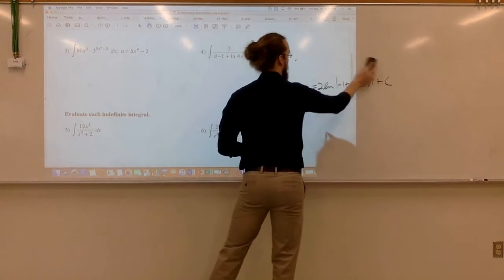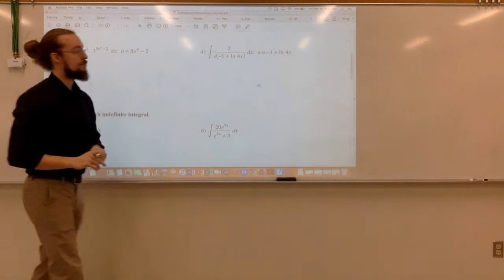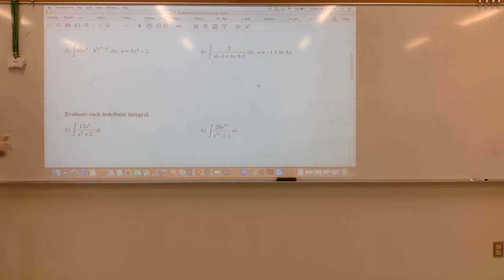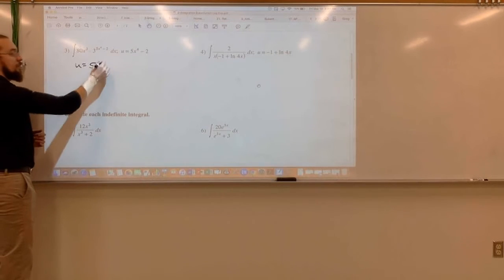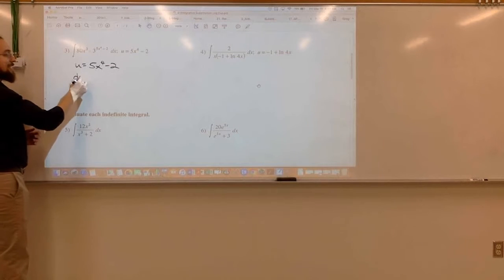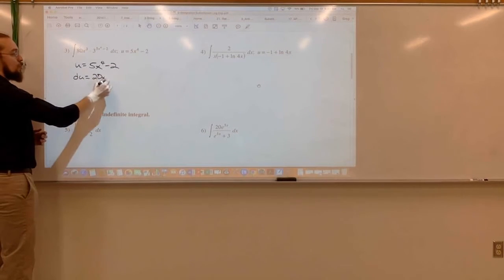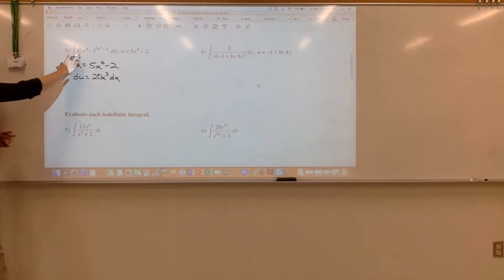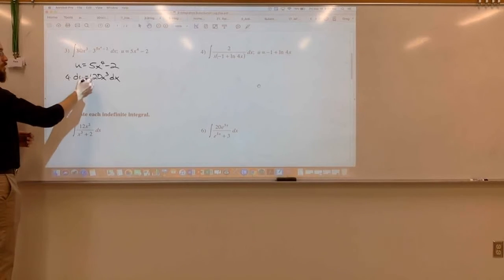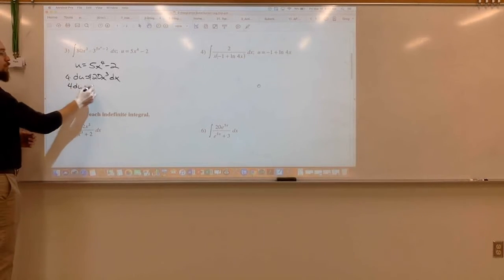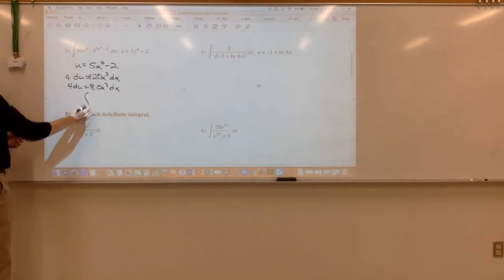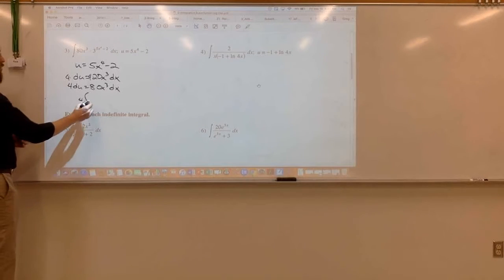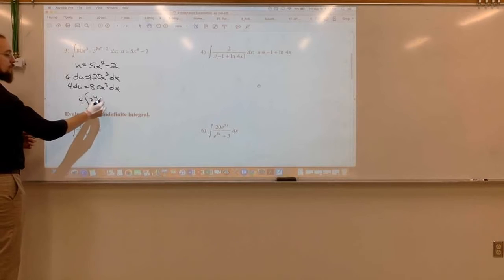So this one is like that final example we did as the bell was ringing yesterday. So here again, they tell us what our u should be. So u is 5x to the 4th minus 2. My du then would be 20x cubed dx, but I want it to be 80x cubed dx, so multiply by 4. So 4 du equals 80x cubed. Now if I do my u substitution, we would have 3 to the u times 4 du.